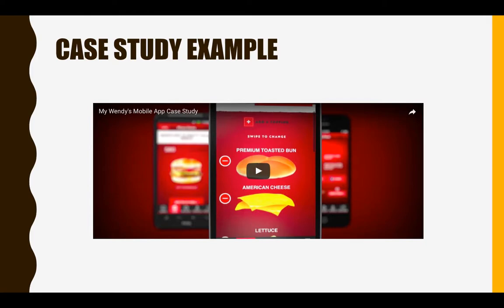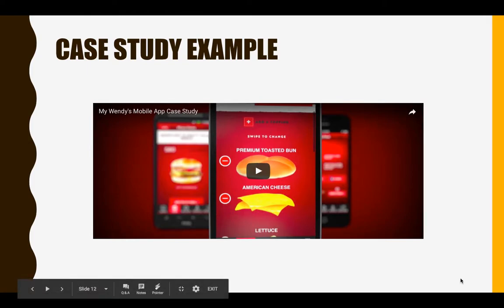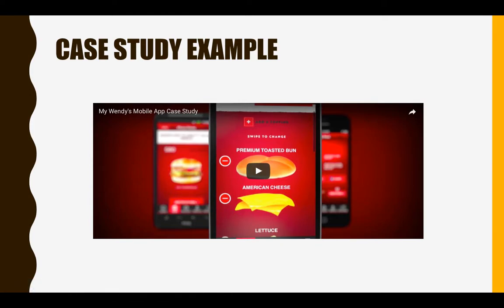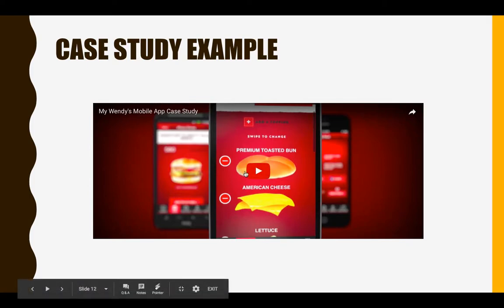Consumers went to Wendy's every day with calories and health on their minds. Well, some of them did anyway. So they took this insight and created the My Wendy's mobile app. Take a look at this case study video to learn more about how their first ever personalized nutrition-based app made Wendy's catapult into success.